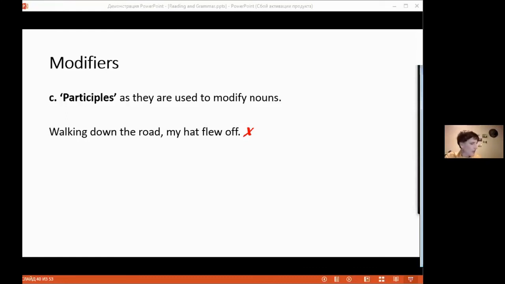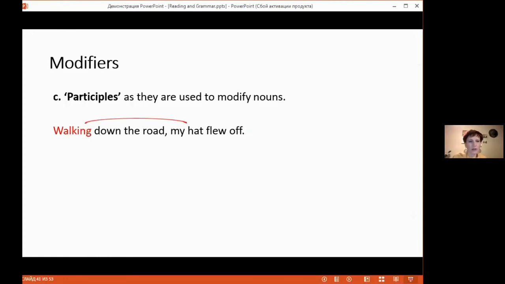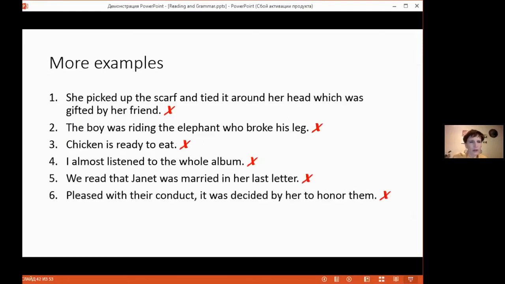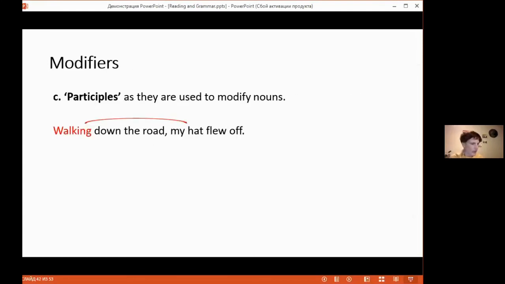Right, yeah. So the main problem here is, of course, that it's not specified in the sentence who is walking down the road. We as logical, it's definitely not the hat, but the sentence still puzzles us. And what we can do is specify the subject. Yeah, so walking, it's not the hat was walking. We can say that while, for example, while walking down the road, my hat flew off.